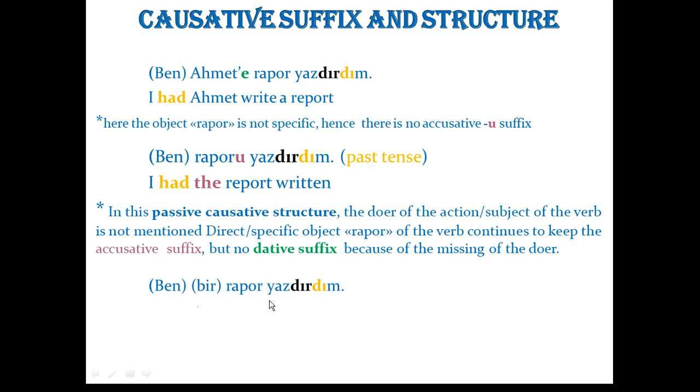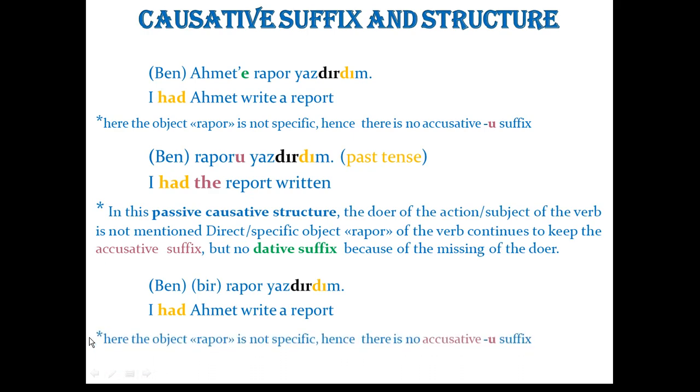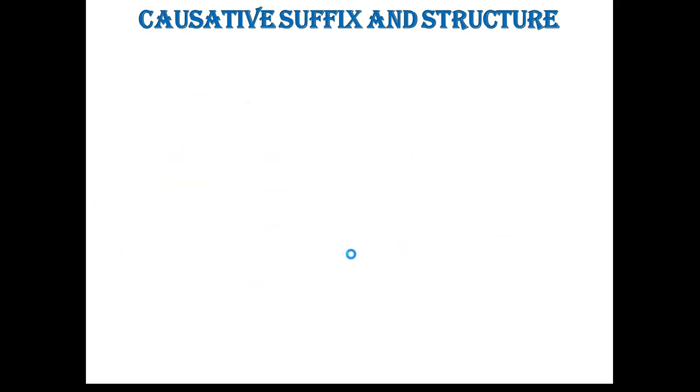Ben bir rapor yazdırdım. Again, this is the passive causative structure, but this time the direct object is not specific. I had a report written. The indefinite article in Turkish is not a requirement; you can either use it or skip it. Here the object rapor is not specific, hence there is no accusative u suffix.